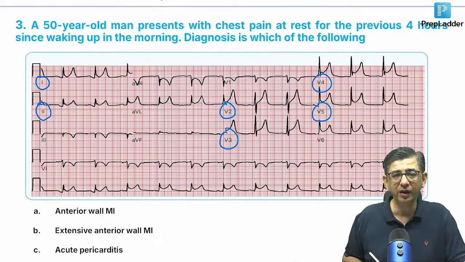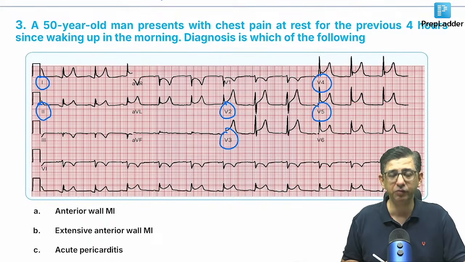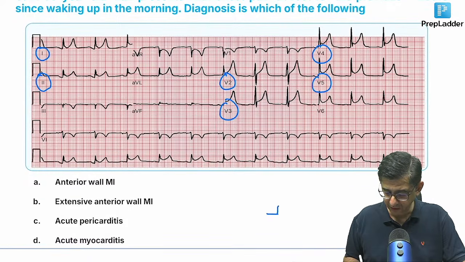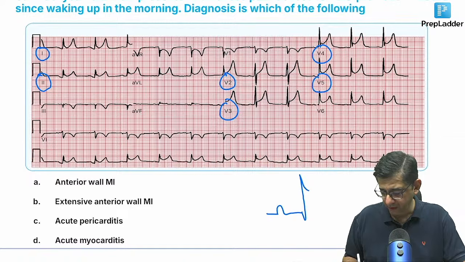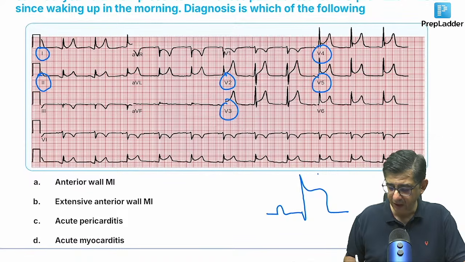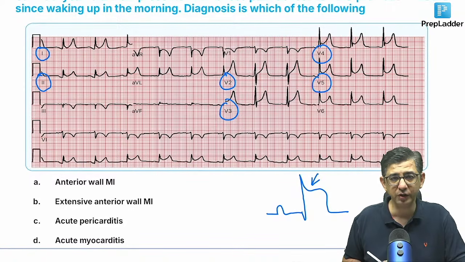So it is unlikely to be an anterior wall myocardial infarction, because of the findings which are present. Extensive anterior wall MI is also an answer. In myocardial infarction, you would have an ST elevation that would be convex in the upward direction. But in this case, the ST elevation is concave in the upward direction. So that makes it easier for us to comprehend.